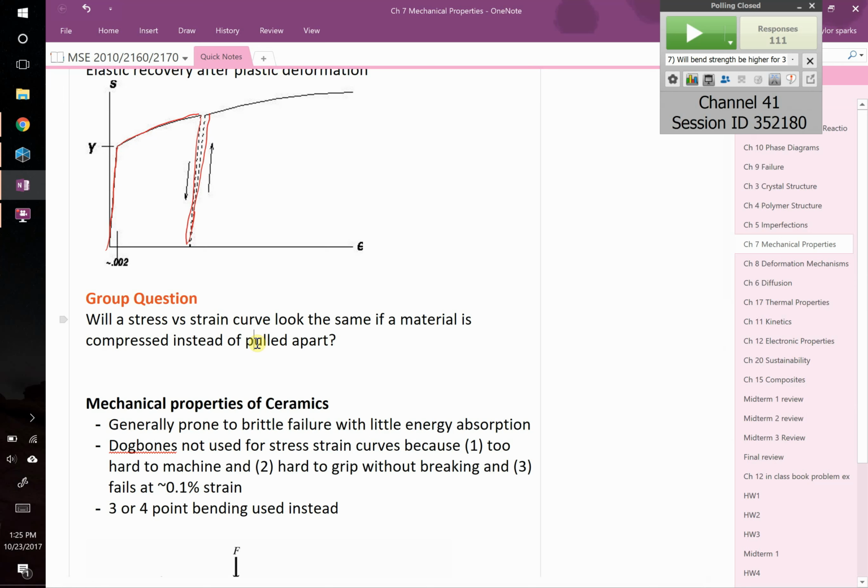Okay, what do we think? Is it the same? Is it different? And what's your rationale behind your thought? Anybody want to give this a shot?